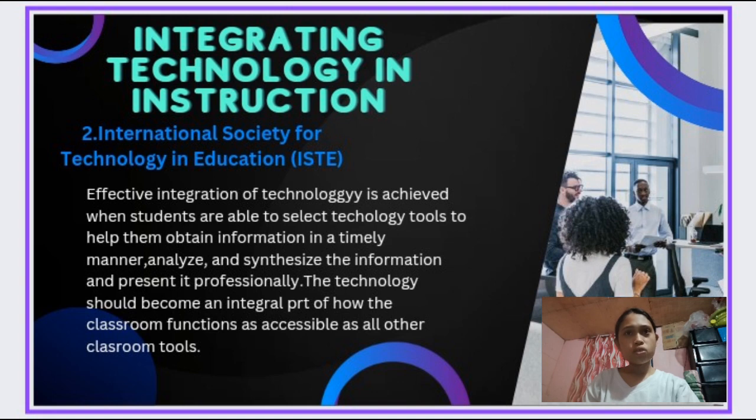Integrating technology in instruction. International Society for Technology in Education: effective integration of technology is achieved when students are able to select technology tools to help them obtain information in a timely manner, analyze and synthesize the information, and present it professionally. The technology should become an integral part of how the classroom functions, as accessible as all other classroom tools.